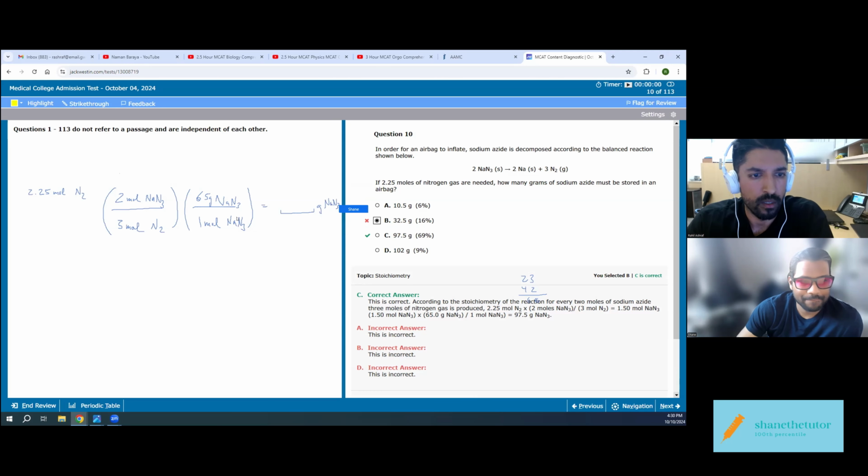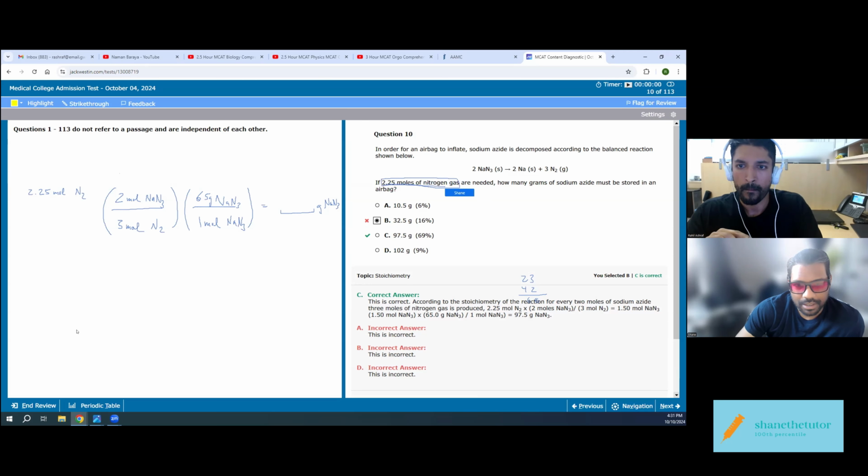So I guess where I messed up was I plugged in 1 mole of N2 over 28. You did the molar mass of N2. Yeah, of nitrogen. So I did 14 times 2, 28, and that wouldn't make sense. So we want to think about it like this, right? If they're giving us the moles of nitrogen gas, we use this balanced reaction to figure out how many moles of sodium azide we get.